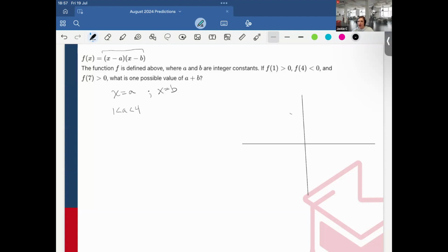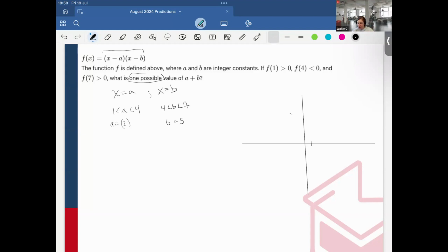And then for the other condition, f of 4 is less than 0 and f of 7 is greater than 0. So it goes from negative at x equals 4, and then it goes positive at x equals 7. So I could say that the other root b must be between 4 and 7. Just imagine me plotting this, like let's give a the value of 2. Doesn't have to be, which is why they say one possible value. There's multiple possibilities. So we're gonna say a equals 2, and I'm gonna say b is equal to 5.